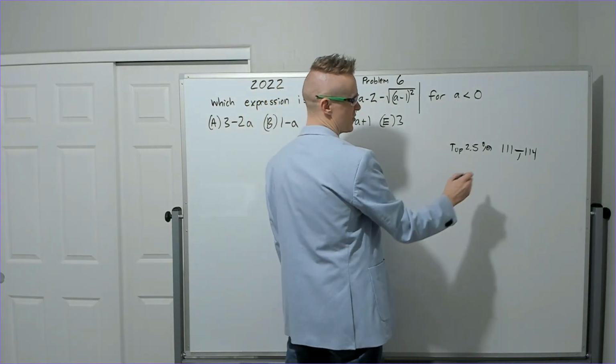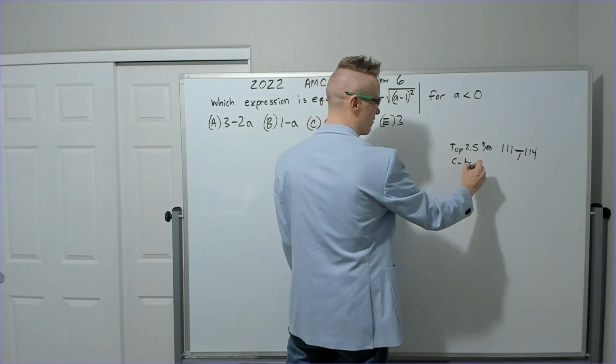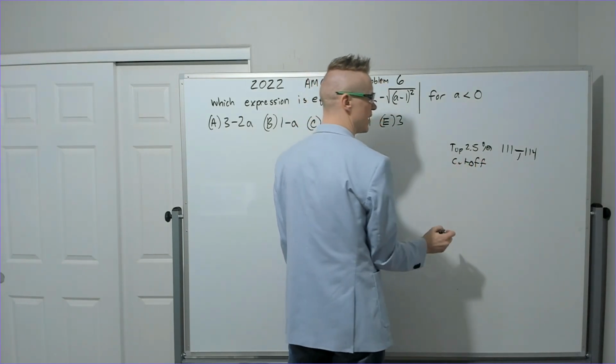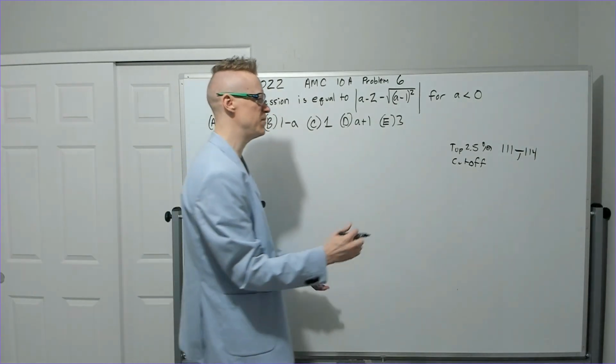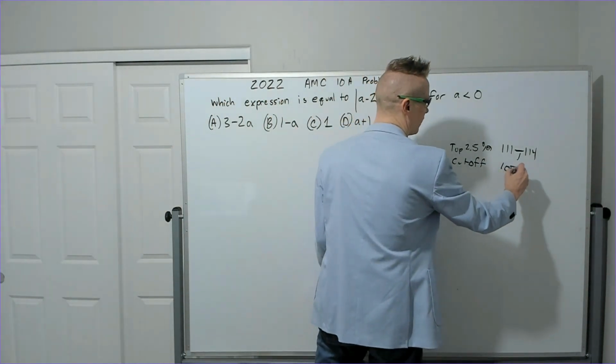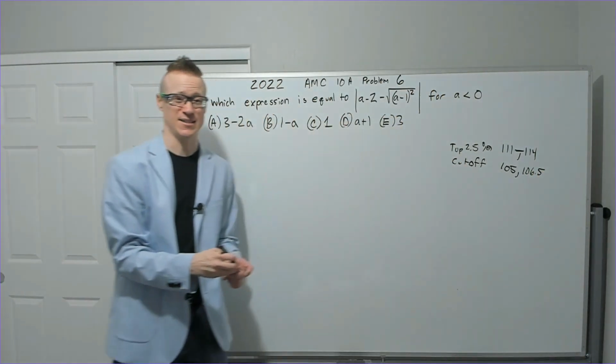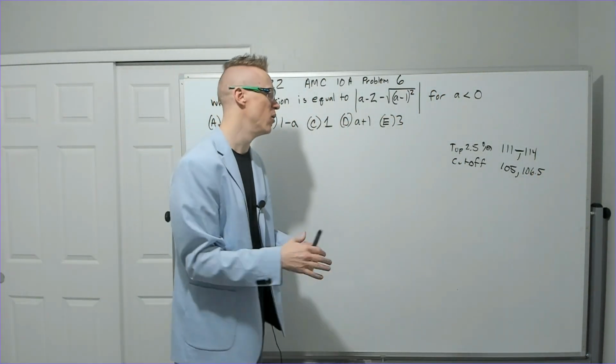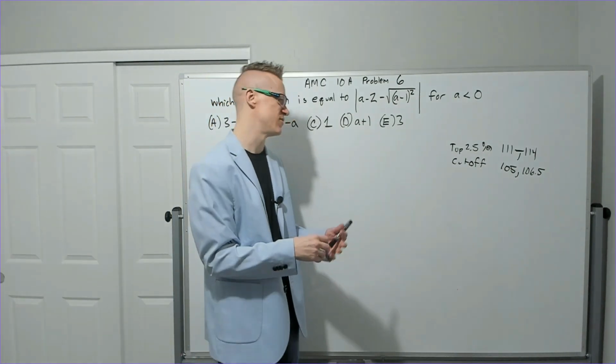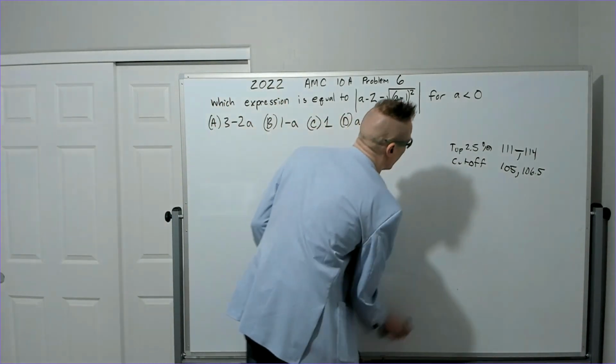And then after that, what's the actual cutoff prediction? The actual cutoff prediction would probably be 105 or 106.5. That's my guess. Okay, this is a guess. Don't know. If you're looking for AMC 12, I don't have any clue right now. All right, gonna move on.